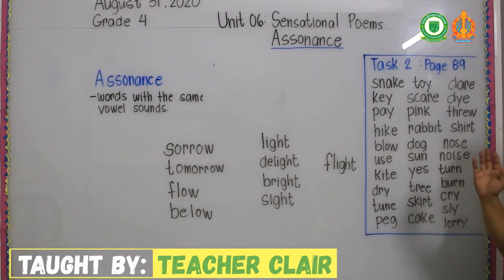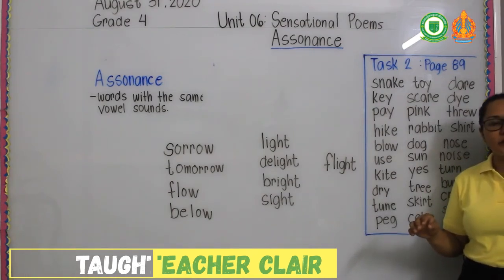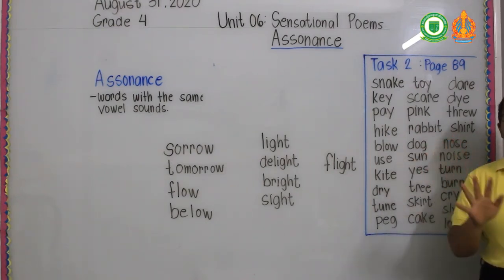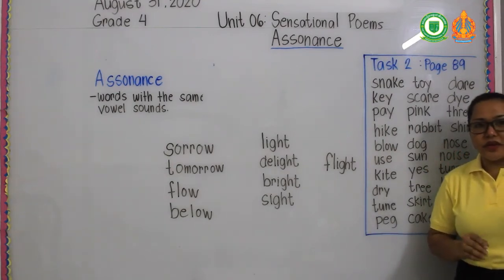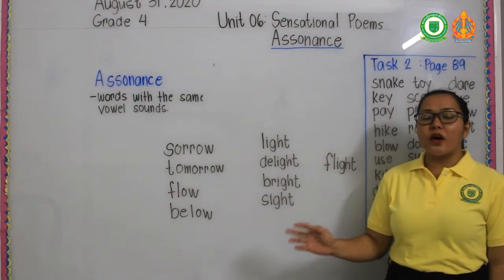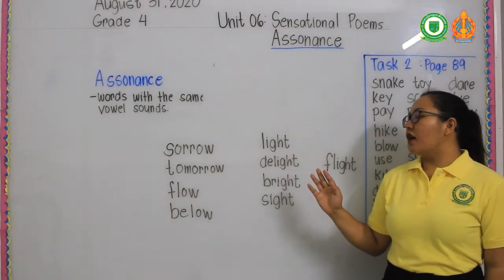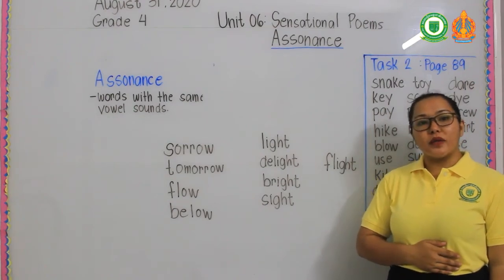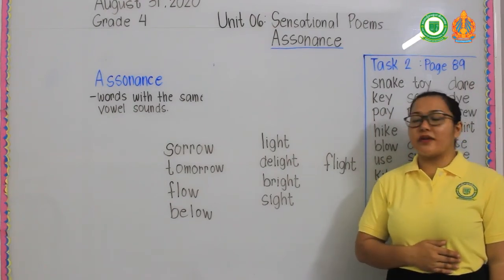Okay? So I hope that you listen carefully. So again, you have to identify what is the vowel sound of these words and you have to put them inside the box which they belong to, okay? That's for task 2. Now I also include here words on your book which can be used to practice more of your vowel sounds, which is the long vowel sounds.